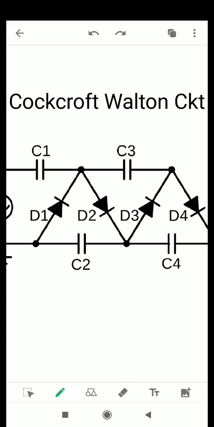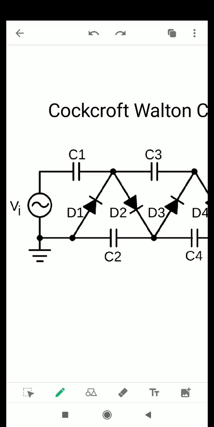Now coming to the working of the Cockcroft Walton circuit, let's consider the positive half cycle of the AC supply. Let's say this terminal is at positive potential and this terminal is at negative potential. So this junction is at positive potential and this junction is at negative potential. In this condition the diode D1 becomes forward biased because the anode of the diode is connected with the positive supply and the cathode of the diode is connected with the negative supply. So the diode will conduct. The circulation of current will be like this.